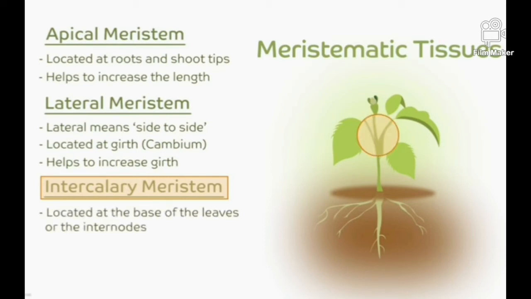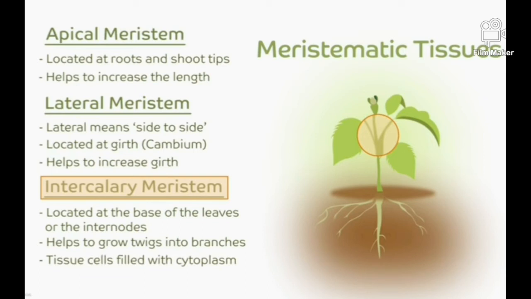What about the last tissue type? Intercalary. Where is this tissue found? This tissue is found at the base of the leaves or the internodes. These spaces here are known as nodes. What do you think this type will do? They will facilitate the growth of the twigs into the branches.